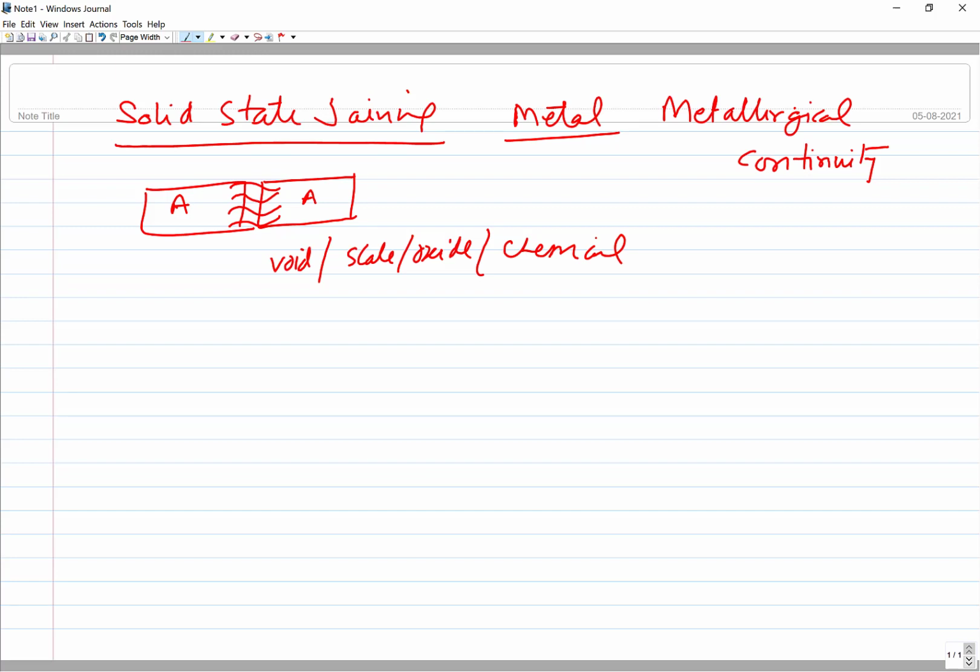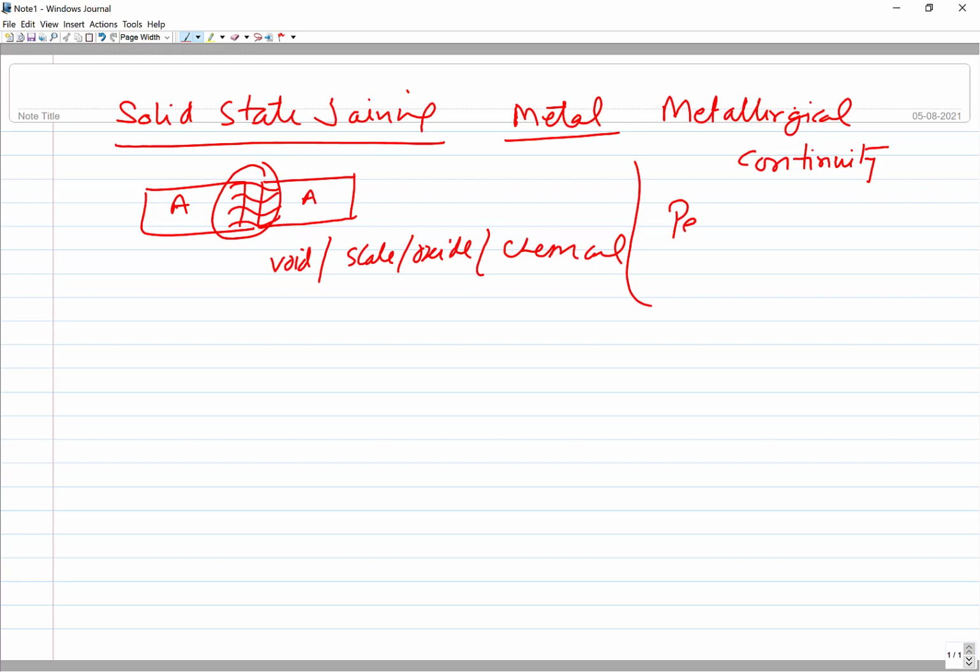And if there is metallurgical continuity, there will be continuity of the grains or the metallic structure, even at the interface or the weld joint zone. So this is the meaning of metallurgical continuity, which is needed for proper performance of a joint made of metal.